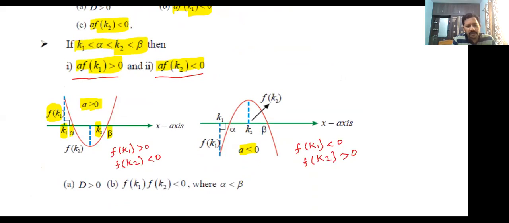And observe here f of k1, f of k2 less than 0. Here one is positive, one is negative; one is negative, one is positive. Positive into negative is negative only now. So these are the figures and concept of location of the roots. Okay, right. Now I'm going to discuss one problem.